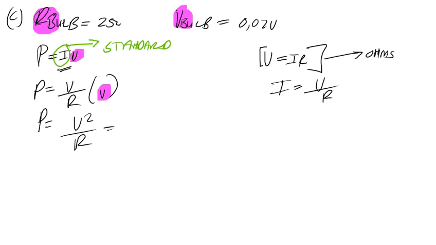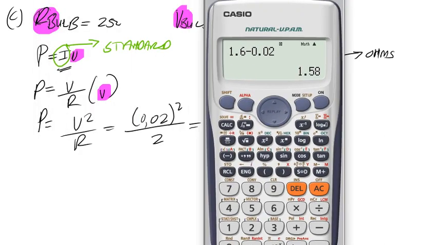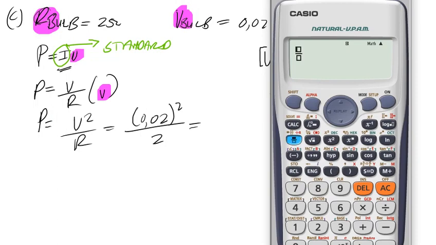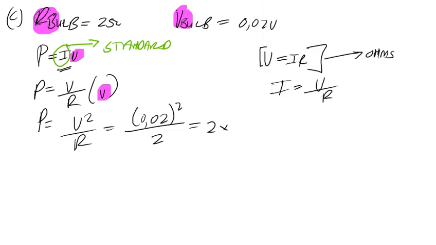So that's how they do the formulas. So you've got V of 0.02 squared divided by R, which is 2 ohms. So your final answer, you can do it on the calculator. 0.02 squared divided by 2. Okay, so there is your power. It's 2 times 10 to the power of minus 4. Then you write it in watts. Remember, you should write it in watts. And that's it. That's how you answer that question.